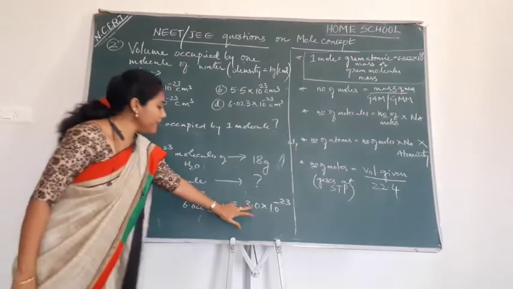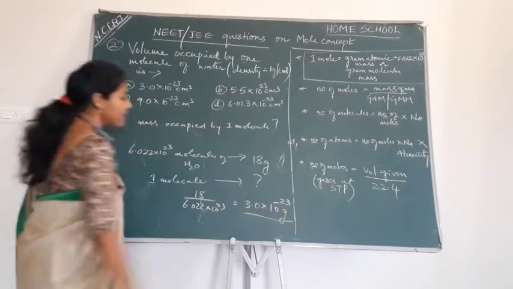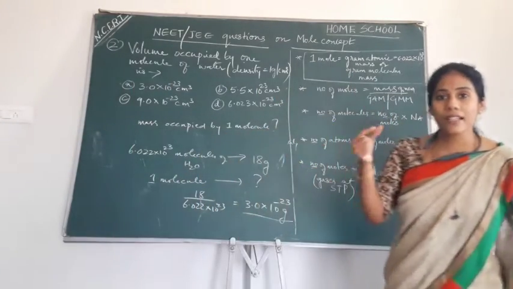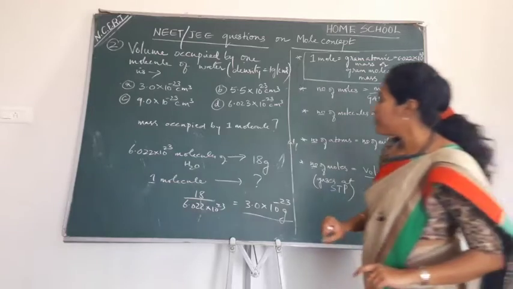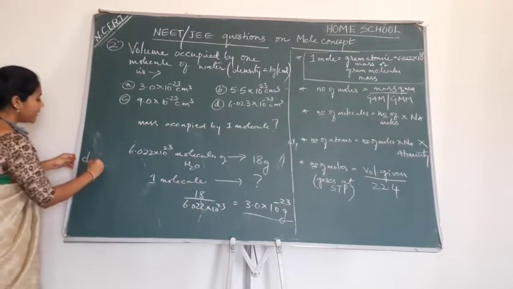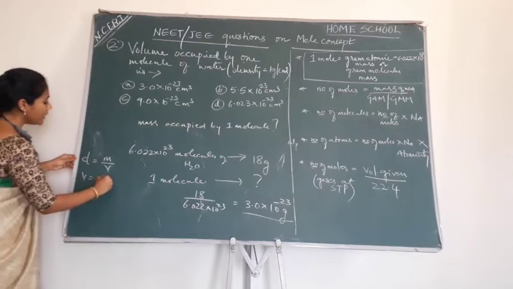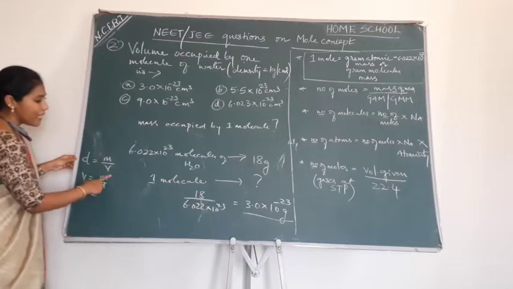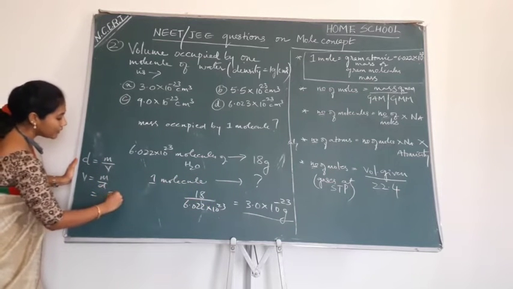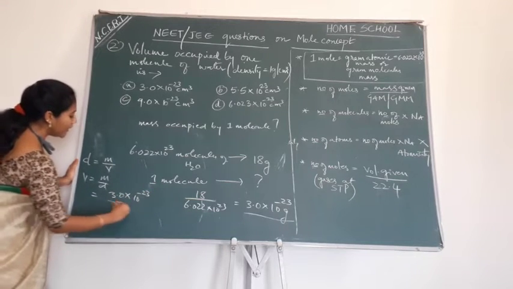Yes, so it will be 3.0 into 10 to the power of minus 23 grams. This is the mass occupied by one molecule. Okay, and now you calculate the volume. So we all very well know that density is equal to mass by volume. Okay, so volume is equal to mass by density. Mass of one molecule occupied will be 3.0 into 10 to the power of minus 23 divided by density.